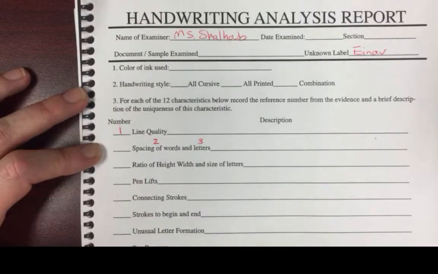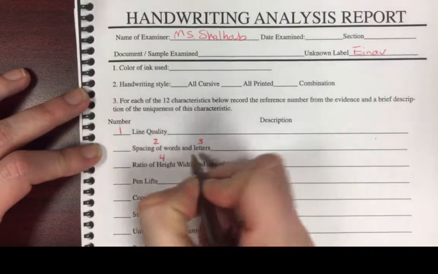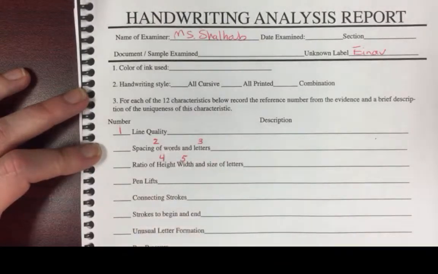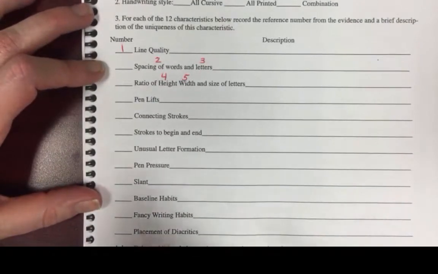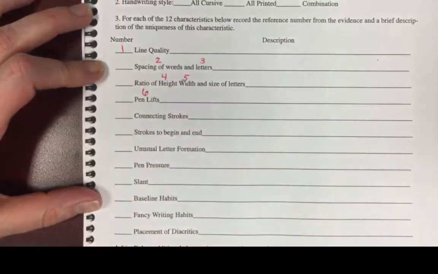The ratio of height and width and size of letters. I would like you to choose 2 separate letters for this characteristic. So height will be number 4, width will be number 5, for 2 separate letters. Pen lifts, you can only label that one time. So we're going to have 6 here.